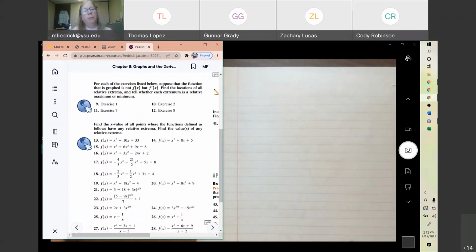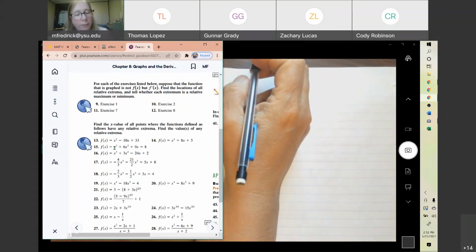Okay. Number 13. Find the x value of all points where the function defined as follows has any relative extrema. Find the values of the relative extrema. So the first part, finding where there are relative extrema, that's critical numbers, that's your x. Finding the values of the extrema is your y. And relative extrema just means max and min. So we'll try number 13.